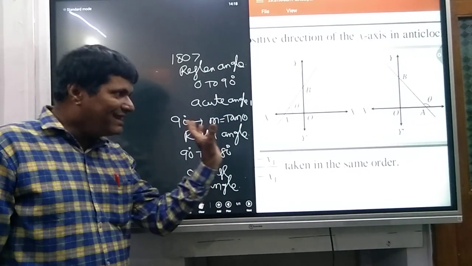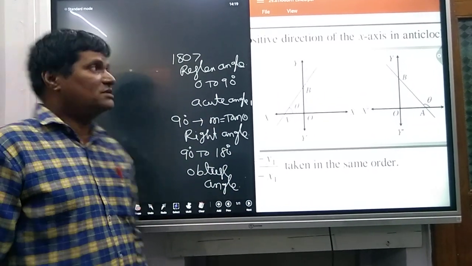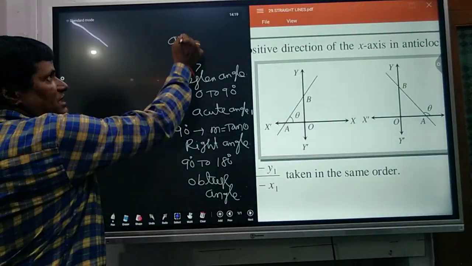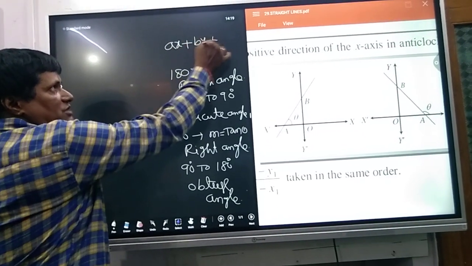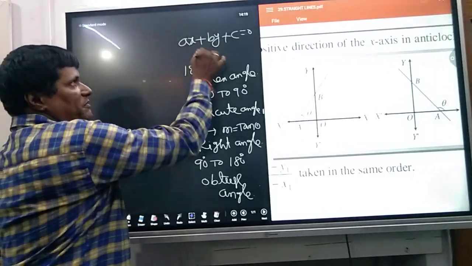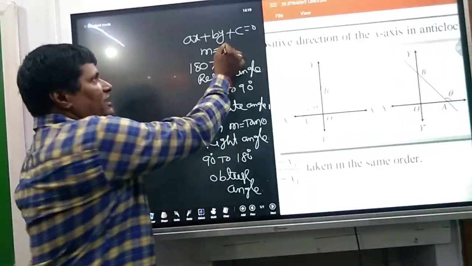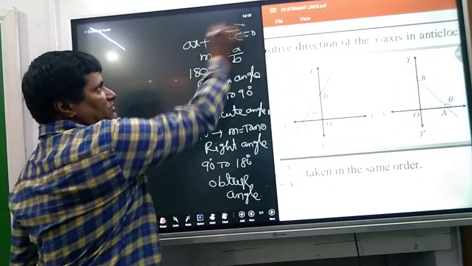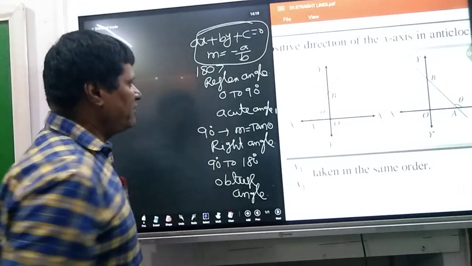If suppose a line is given, how to find the slope? If the line is given like this, ax plus by plus c is equal to 0, the slope is minus a by b. That is the slope for this case. So these three cases are very important.